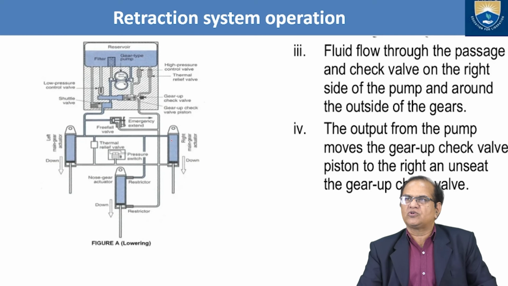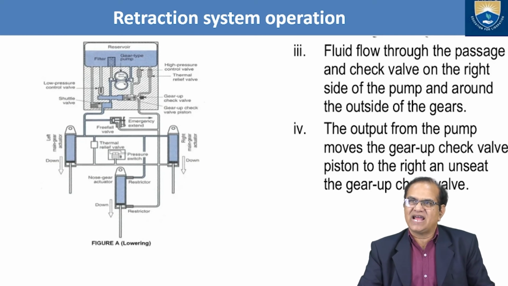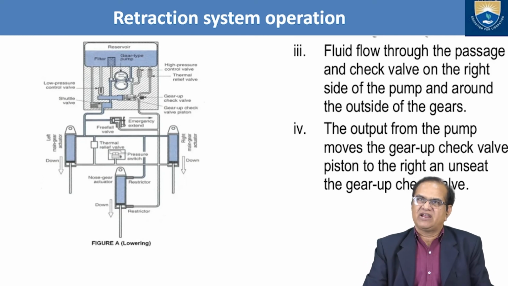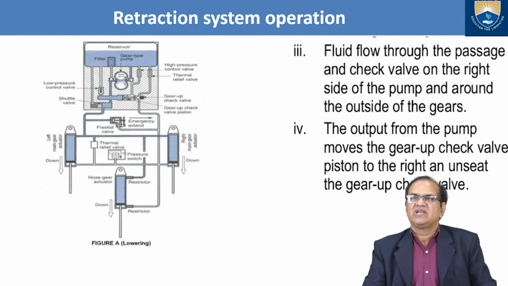So fluid flows through the passes and check valve on the right side of the pump and around the outside of the gears. The output from the pump moves the gear up check valve piston to the right and unseats the gear up check valve.